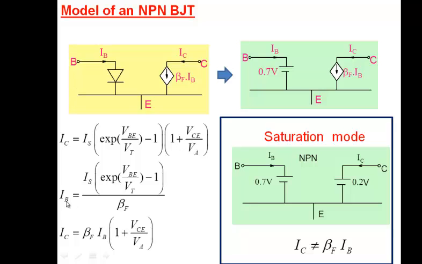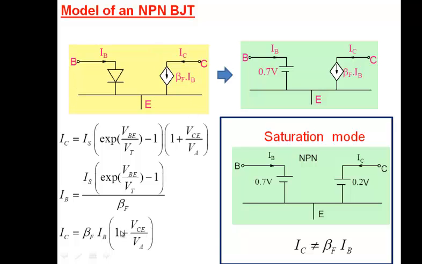IB is this first part that you see here divided by beta F, because IB doesn't get affected by the early effect here. So IB is this particular part here. And if we combine them together, we get IC is beta F times IB times 1 plus VC by VA.